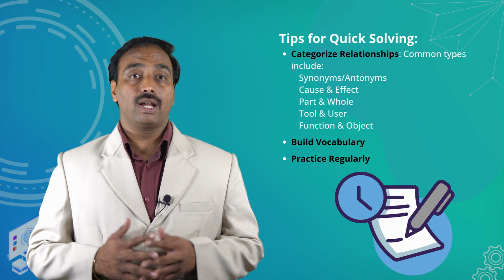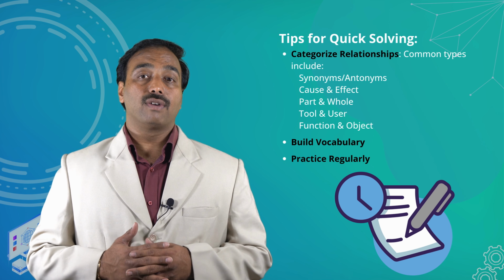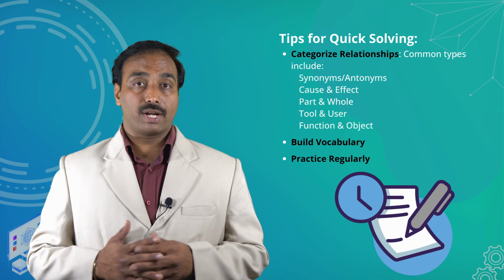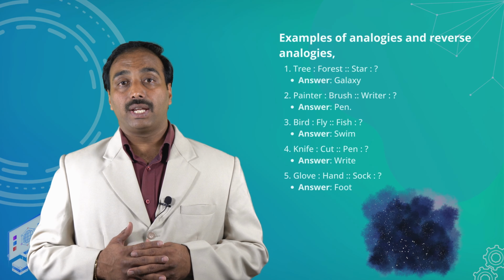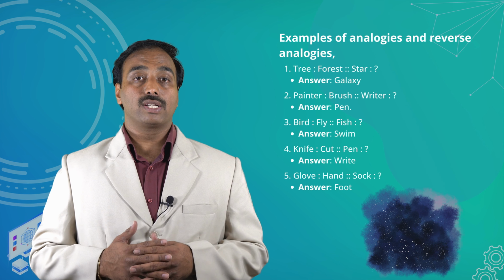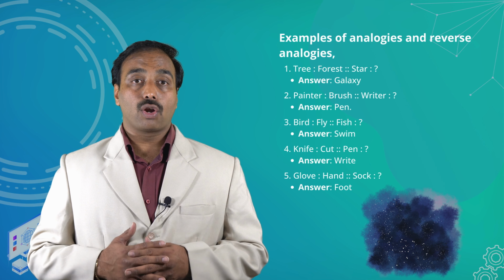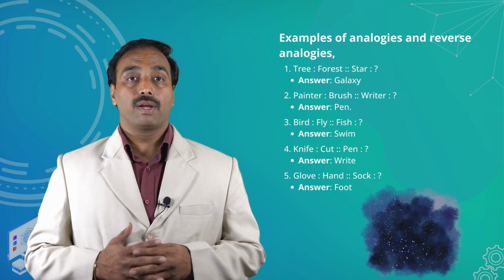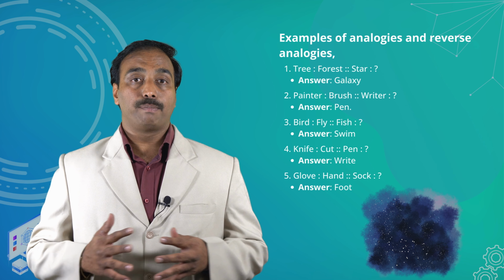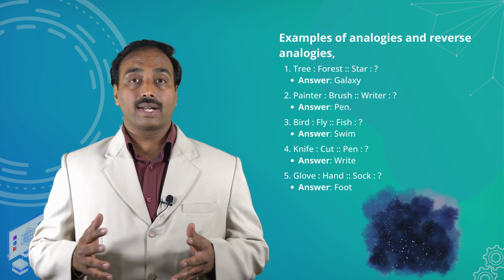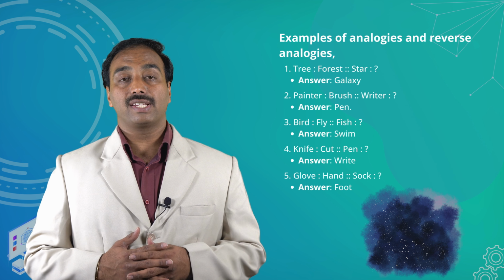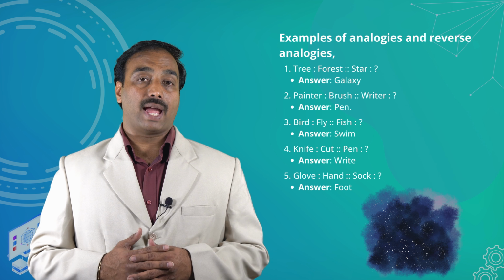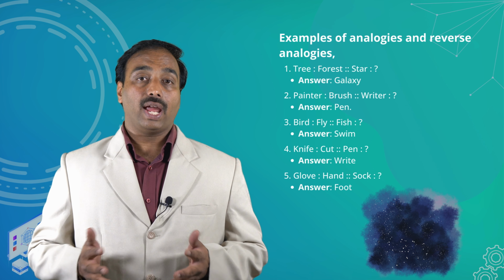Analogies are a fundamental component of any verbal aptitude exam and reading comprehension. They assess a candidate's ability to identify relationships between words or concepts. Reverse analogies, though less common, require test takers to deduce the relationship from given options that best match a provided pair. Now let us have a look at the 25 examples of analogies and reverse analogies, each accompanied by answers and explanations to aid your preparation.